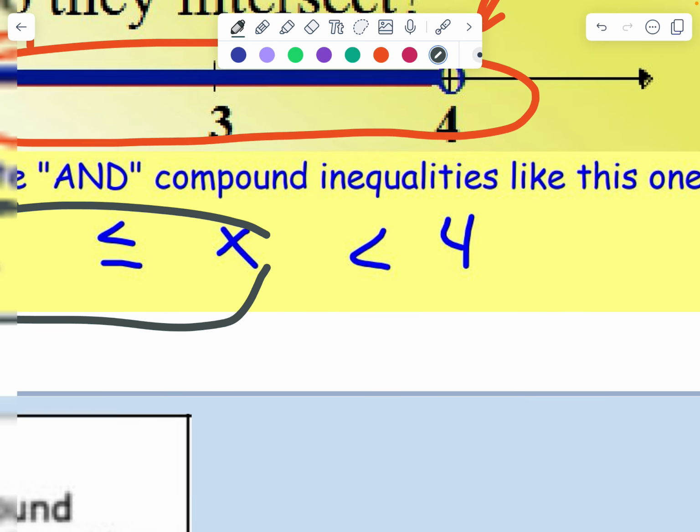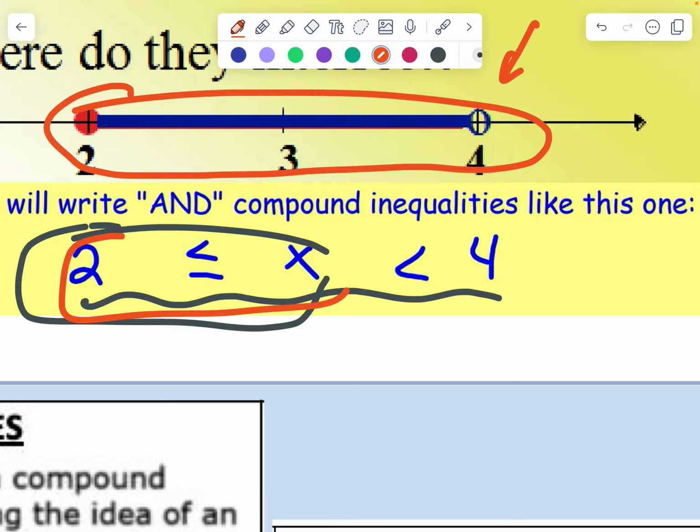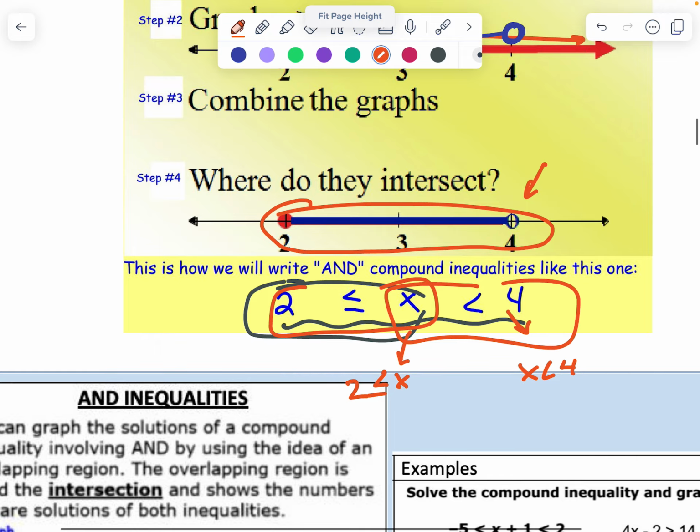I read this out loud myself as x is greater than or equal to 2 and x is less than 4. Some people might do it a little differently than me, but we have this cool notation for compounds, and we can split these apart, like I said, into their own version. I've got this guy happening, and I've got x is less than 4 happening.